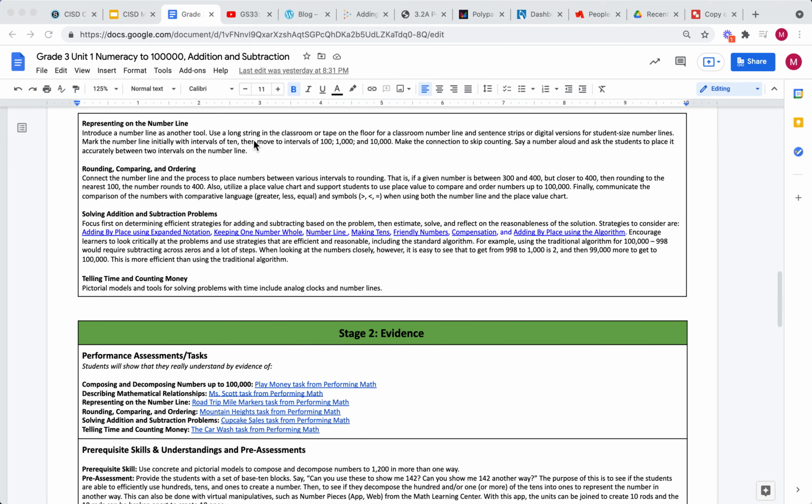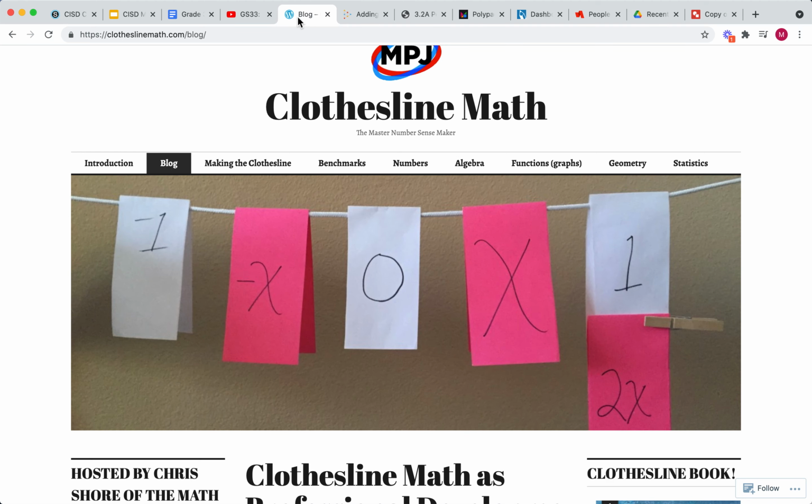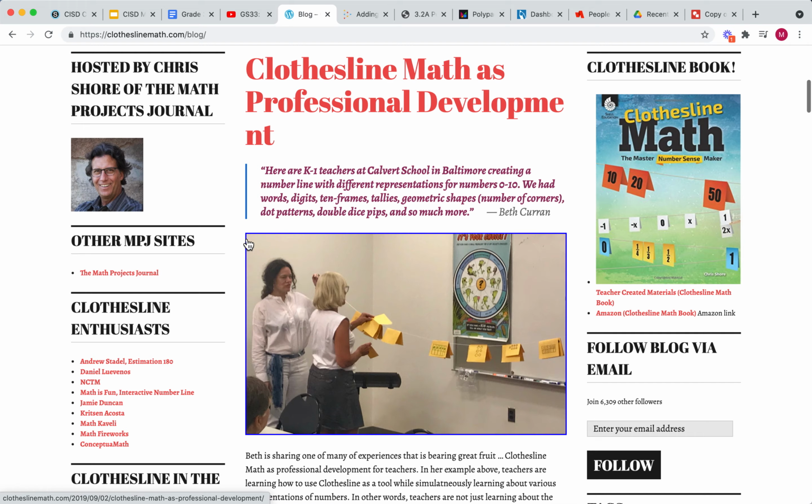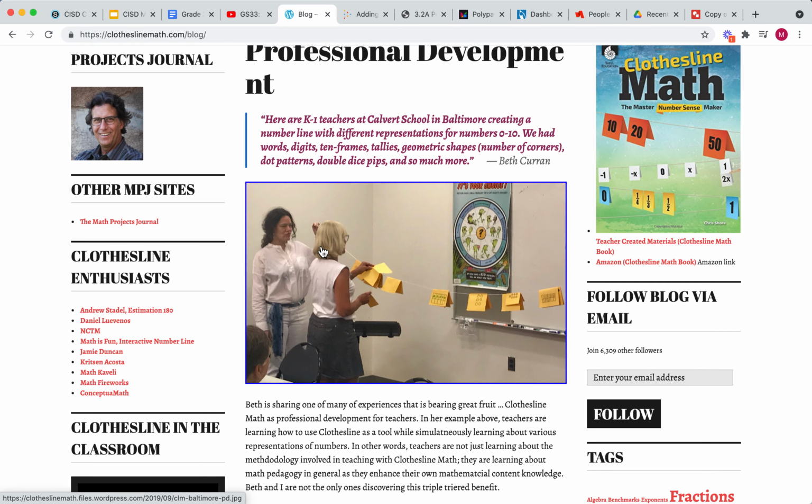Then the students explore representing on the number line, and I really love clothesline math, and I encourage you to build a classroom clothesline like this and have the students interact with and move the numbers and contribute to the number line.